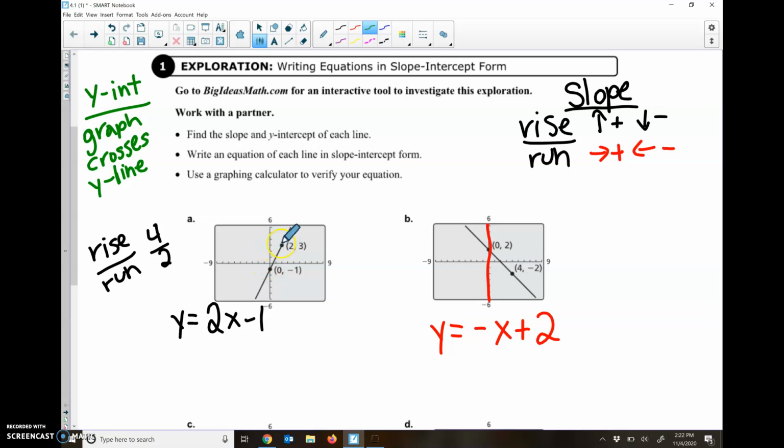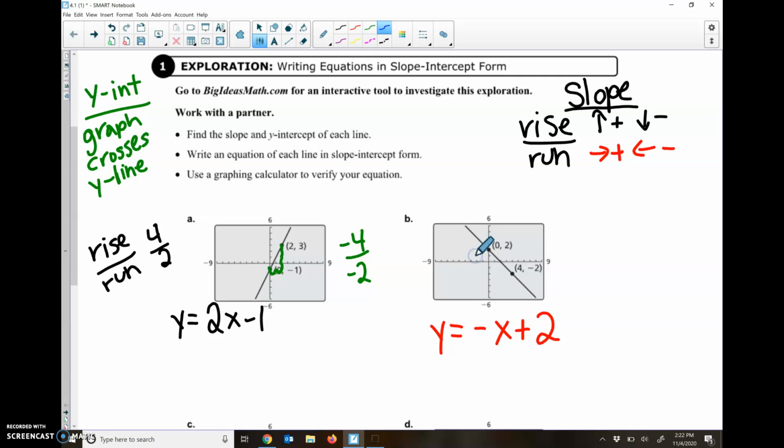Some of you might be questioning why I didn't start at the 2, 3 spot. You can start at the 2, 3 spot. Let's say I do it from there. So I'm going to go down 1, down 2, down 3, down 4. That's a -4. And then I go left 1, left 2. There's no difference between positive 4 over 2, that's 2, or negative 4 over negative 2, that's still 2. So it doesn't matter which dot you go from.